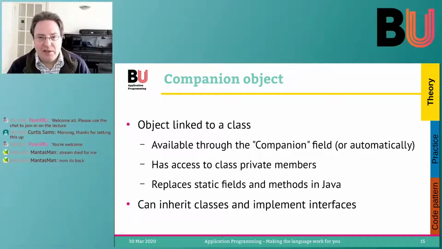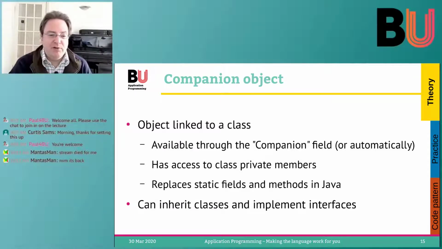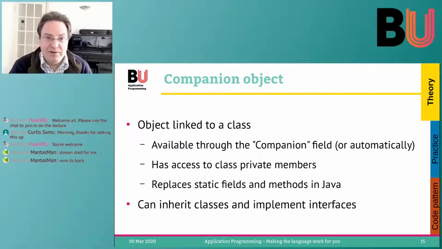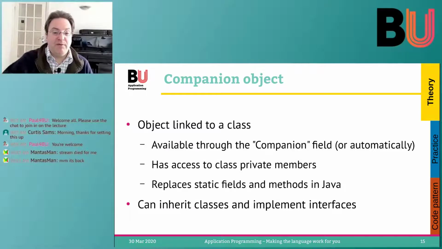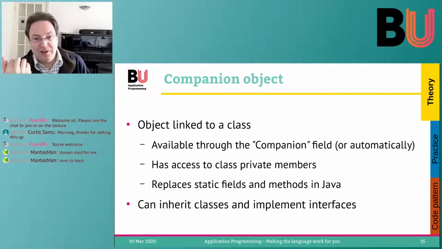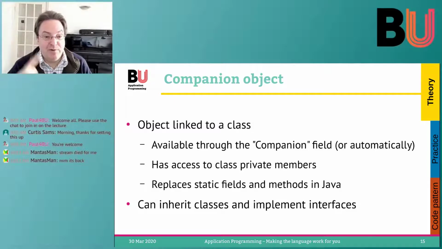The interesting thing that distinguishes a regular object from a companion object is that the companion object actually has access to the private members of a class, and you can access the elements inside the companion object as if they were on the class itself, like you would do static methods in Java. You can do type dot companion dot method or type dot method. It's exactly the same. So it replaces these static fields and methods in Java, but a companion object is actually an instance of a class. It just happens to have only one instance.